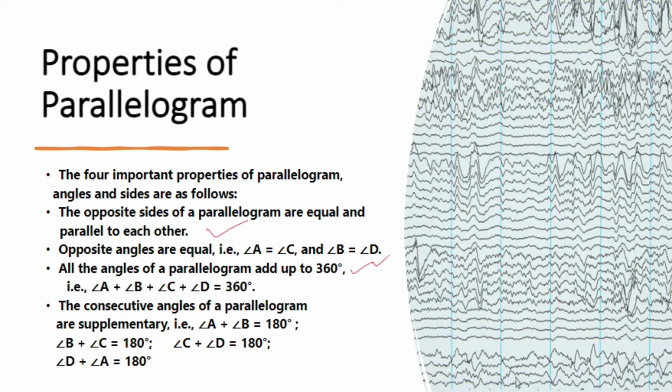The consecutive angles of a parallelogram are supplementary. That means the sum is equal to 180 degrees. That is, angle A plus angle B equals 180 degrees. Angle B plus angle C equals 180 degrees. Angle C plus angle D equals 180 degrees. Angle D plus angle A equals 180 degrees. Now the things which we discuss later in this session, right?